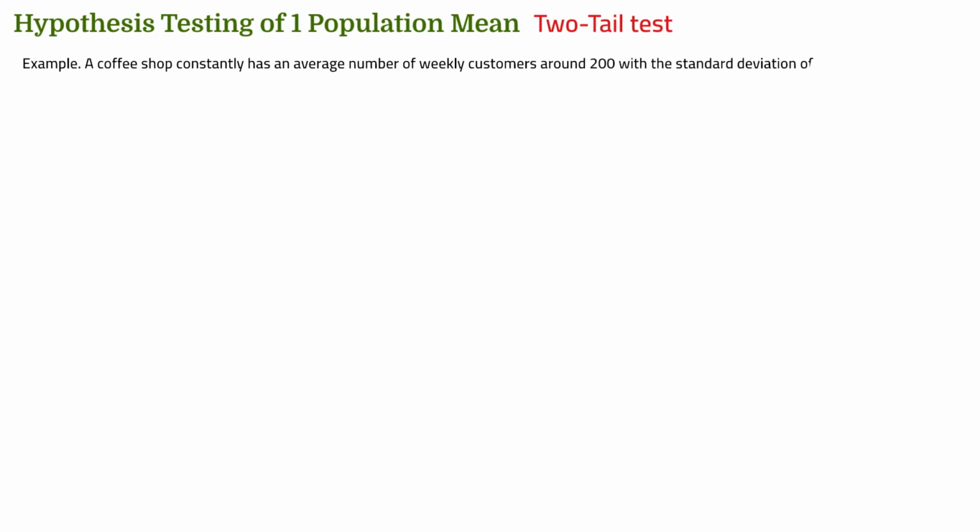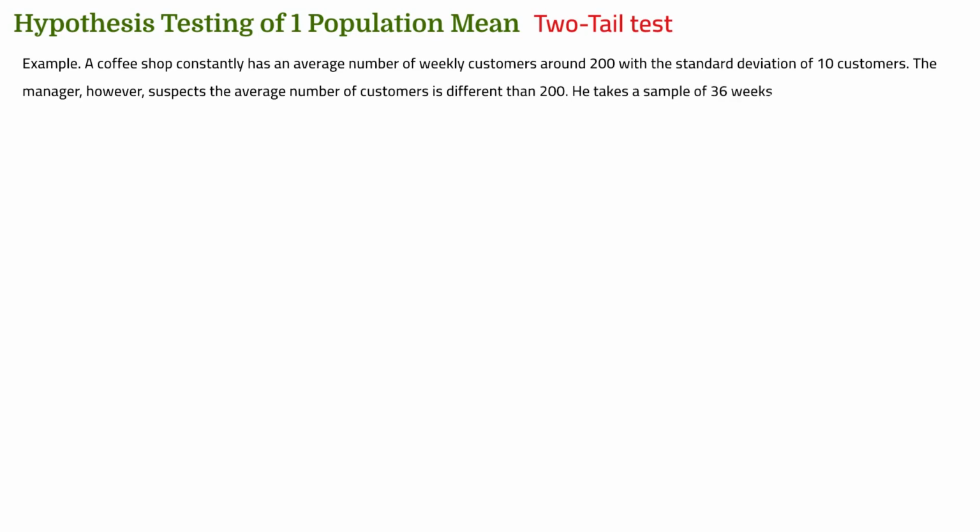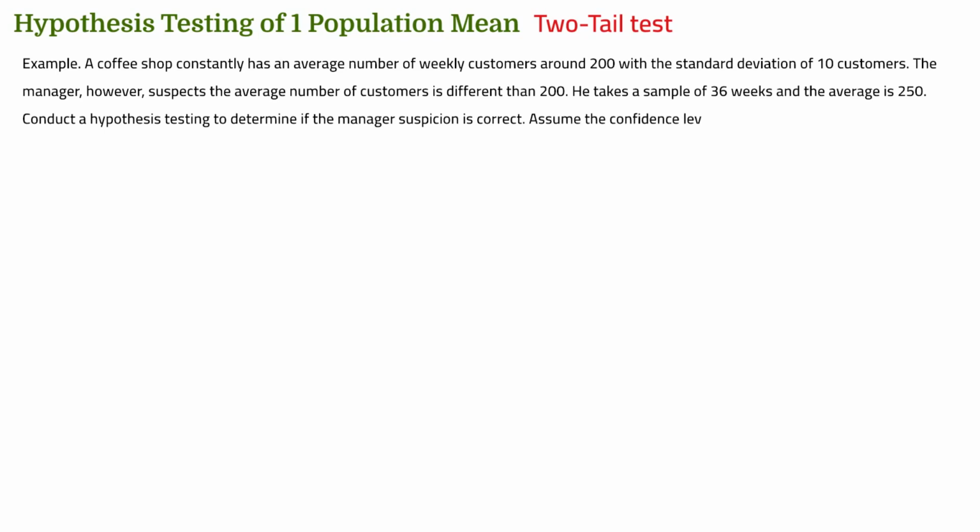Here's an example of two-tail test for population mean. A coffee shop constantly has an average number of weekly customers around 200 with a standard deviation of 10 customers. The manager, however, suspects the average number of customers is different than 200. He takes a sample of 36 weeks and the average is 250. Conduct a hypothesis testing to determine if the manager's suspicion is correct. Assume the confidence level is 90%.